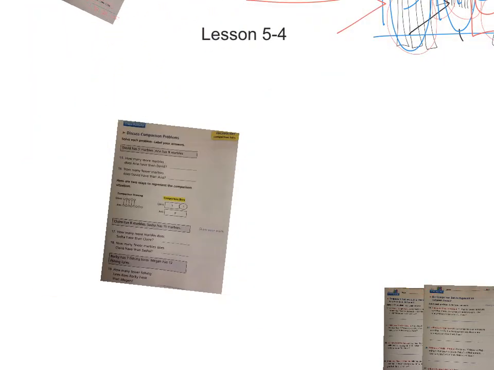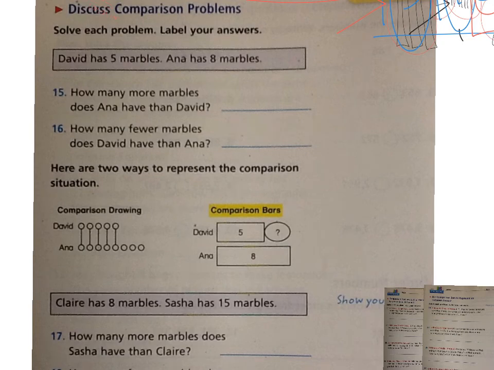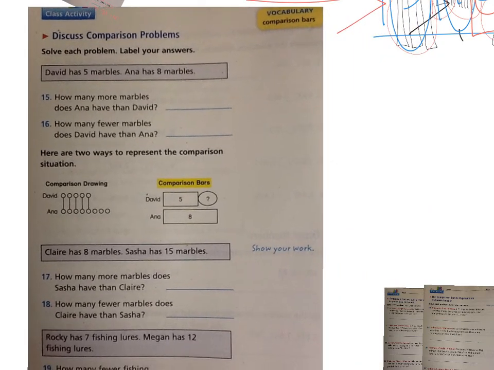Next page. I want to chop a little bit off of every page and then just let you work on your own. It says solve each problem and label your answers. How many more marbles does Anna have than David? Well, it says David has 5 marbles. Anna has 8 marbles. Okay?